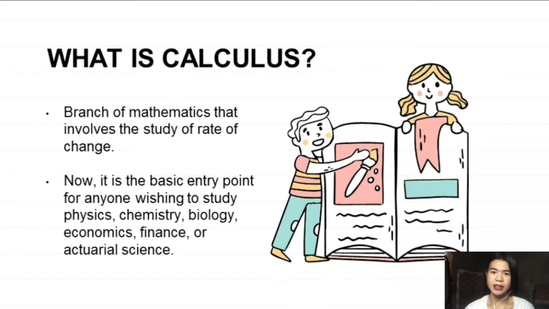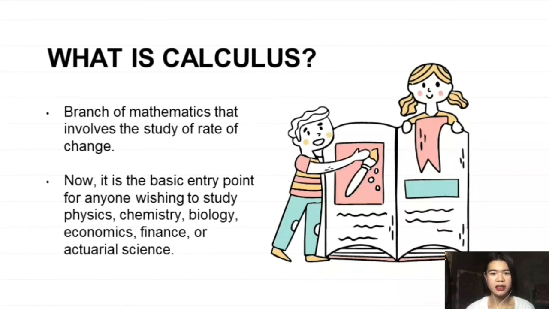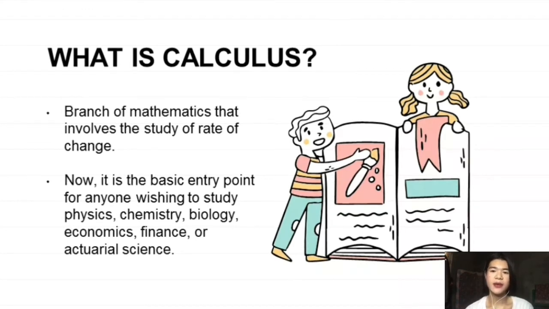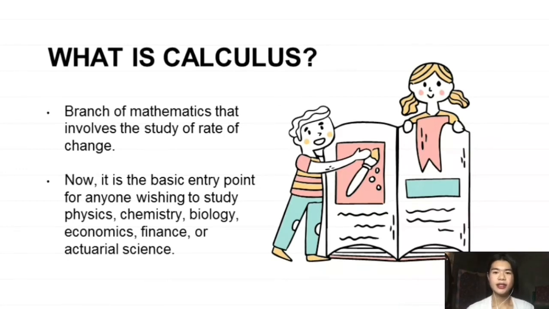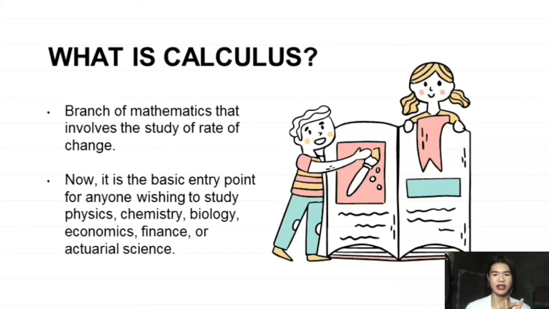So what is calculus? Calculus, originally called infinitesimal calculus or the calculus of infinitesimals. So calculus is a branch of mathematics that involves the study of rate and change. Calculus was developed in the late 17th century by two mathematicians. First, Gottfried Leibniz, second, Isaac Newton.